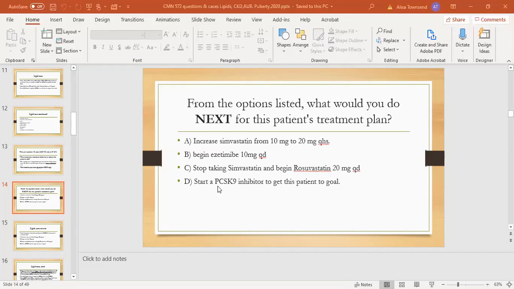Okay, you can increase the simvastatin from 10 milligrams to 20 milligrams QHS. You can begin ezetimibe Q-day. You can stop the simvastatin and begin rosuvastatin, 20 milligrams Q-day, or start a PCSK9 inhibitor and get the patient to goal. What would you do next?